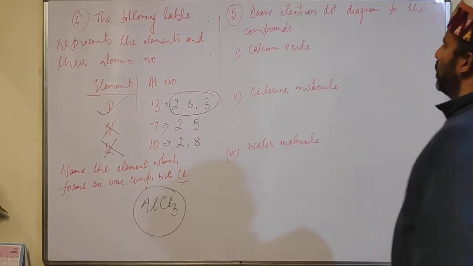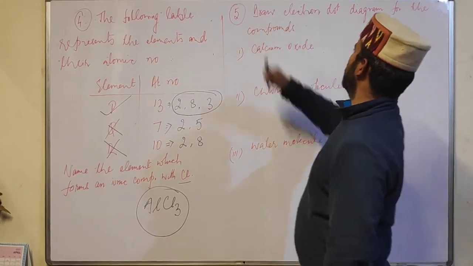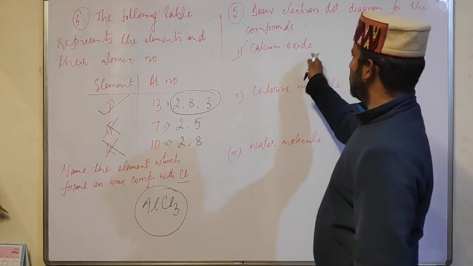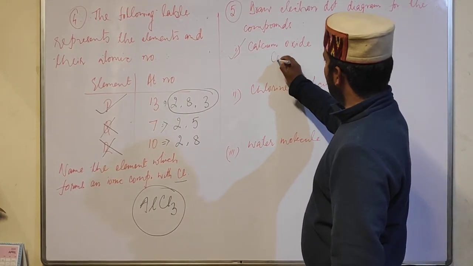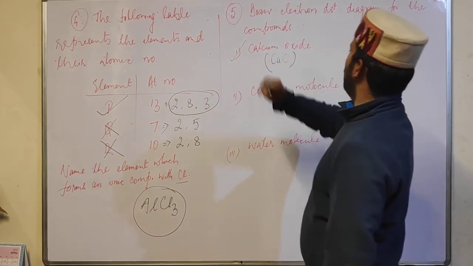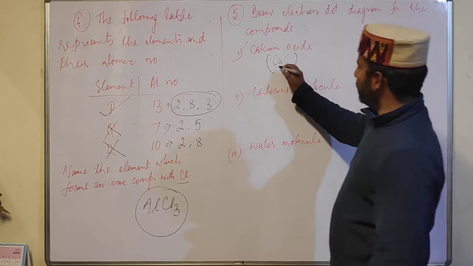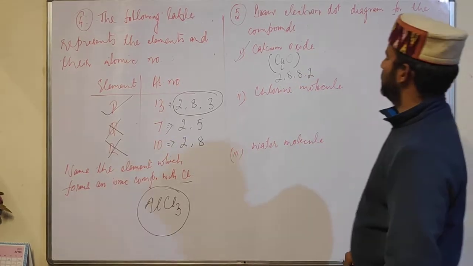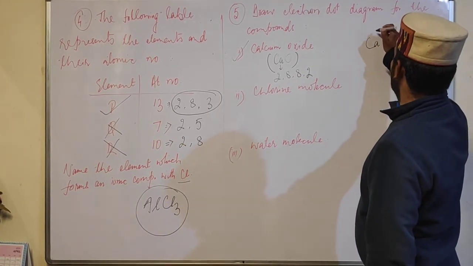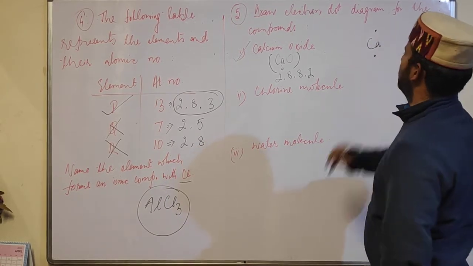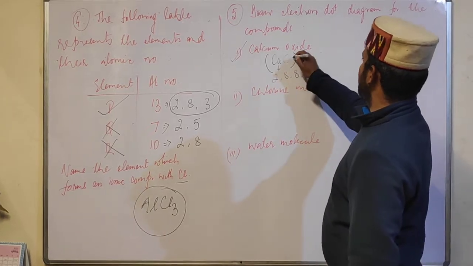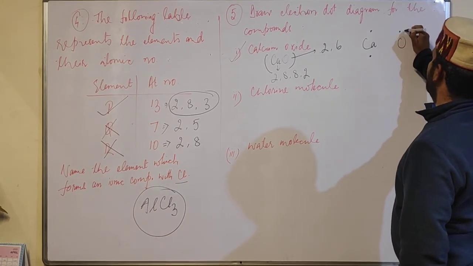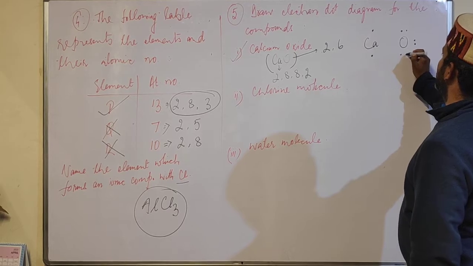Now, the next question was, it was a very easy question. Draw electron dot diagram for the compounds. And the first compound was calcium oxide. Now, see students, in calcium oxide, the constituent elements are calcium and oxygen. Now, calcium we know has configuration 2, 8, 8, 2. That means calcium has 2 electrons in the valence shell, and oxygen has configuration 2, 6. So oxygen has 6 electrons in the valence shell.